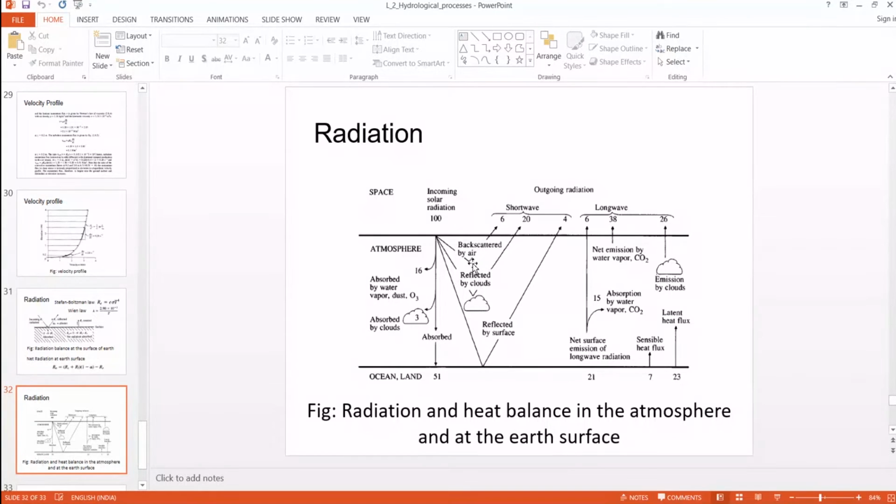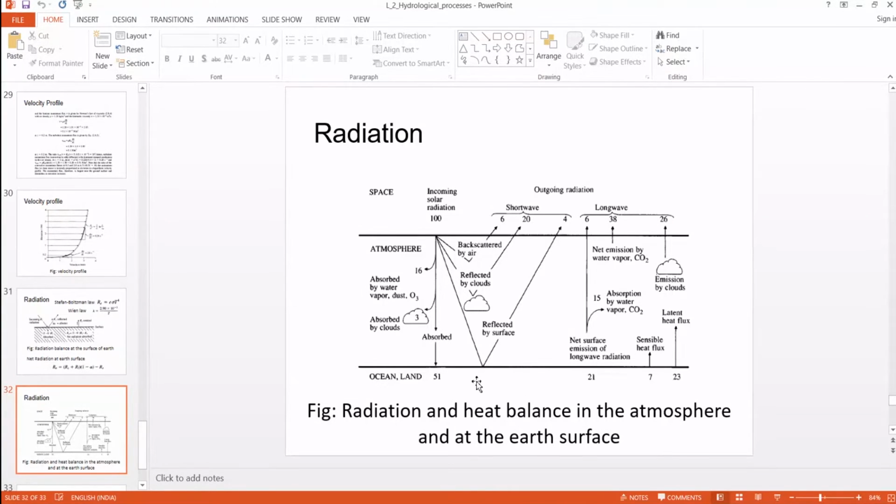6 units are backscattered by air, 20 units are deflected by the clouds, and 4 units are reflected by the surface. So you can see that out of 100 units coming onto the earth, only 4 units are reflected back. So alpha is equal to 0.04 here.